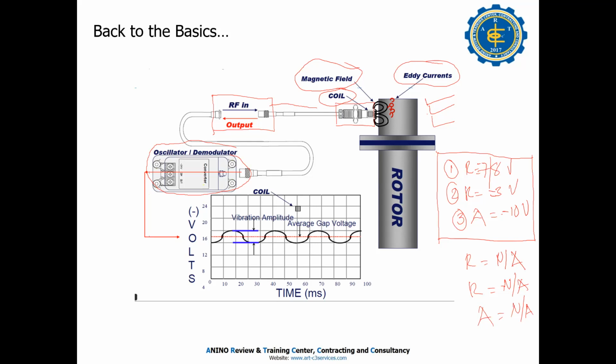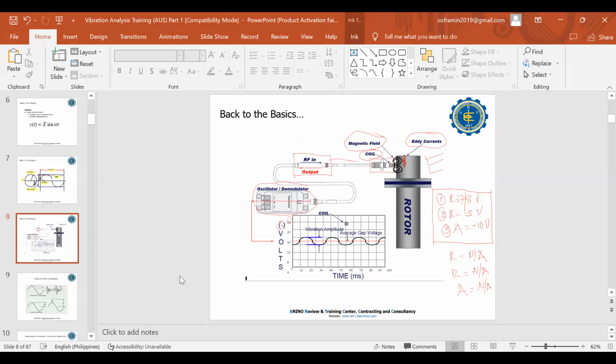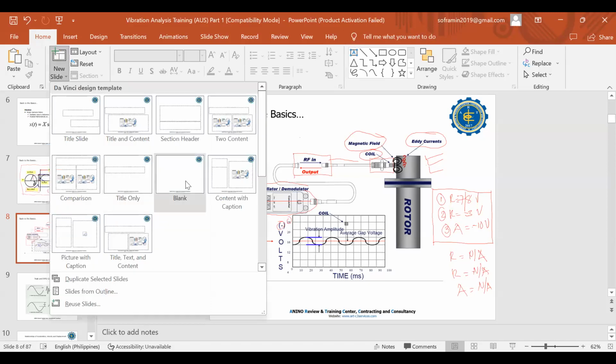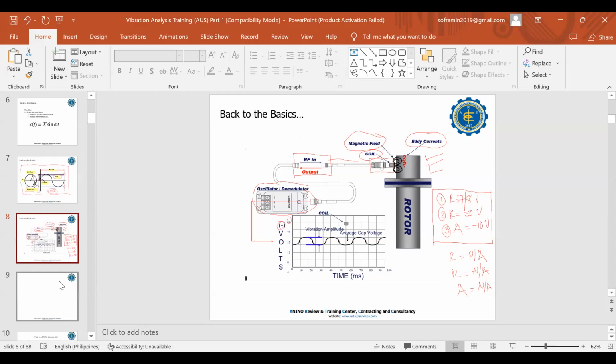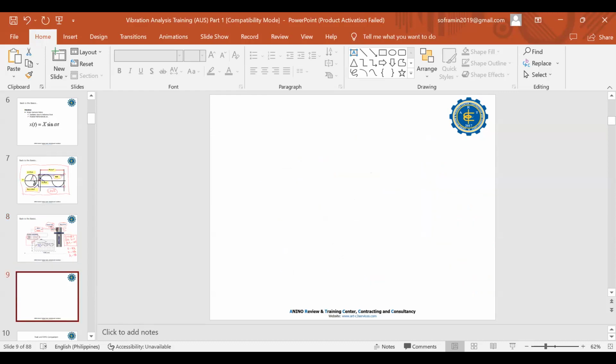Here's an example. You have 24 volts, negative 24 volts, right? Okay, I will make a drawing for that, so that maybe in the future you can teach your friends and tell them what will happen.